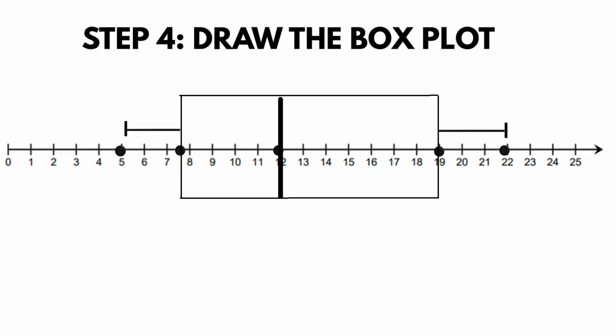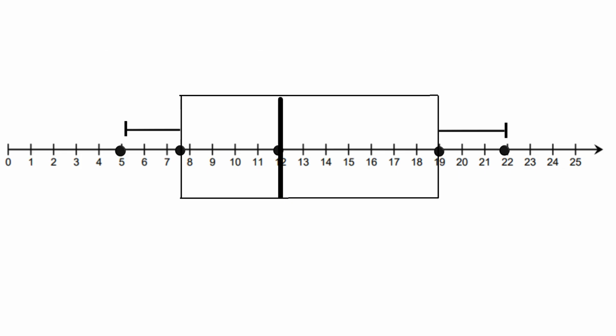Now we plot. Draw a number line. Mark 5, 7.5, 12, 19, 22. Draw a box from Q1 to Q3. Draw a line inside the box at the median. Extend lines, whiskers, to minimum and maximum. Boom! You've created a box and whisker plot.